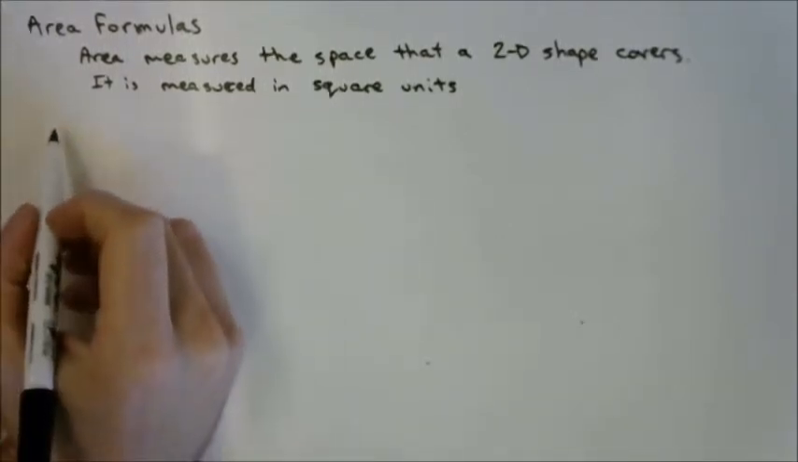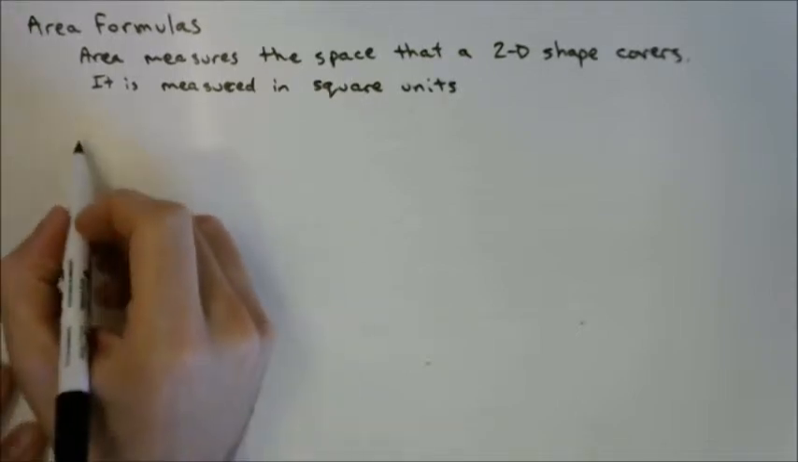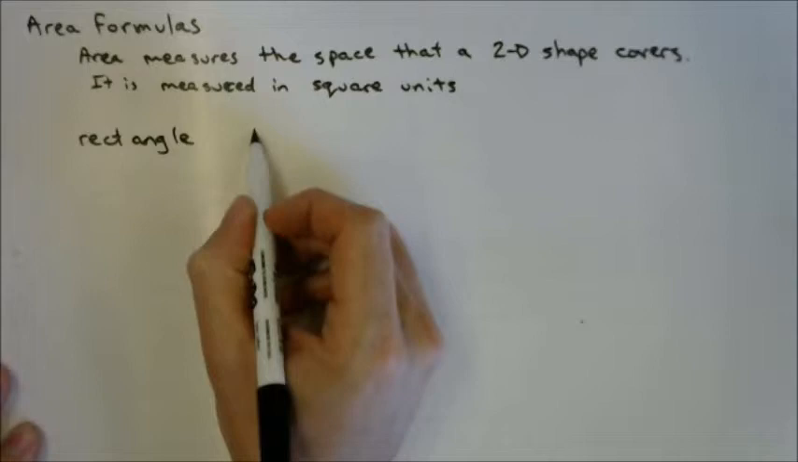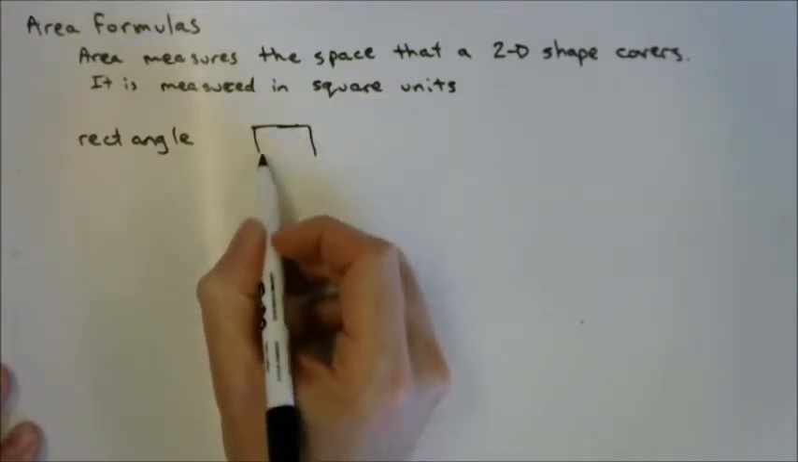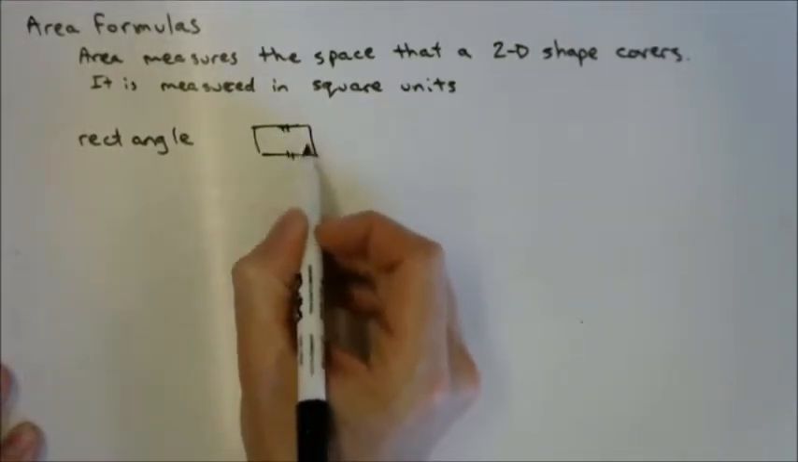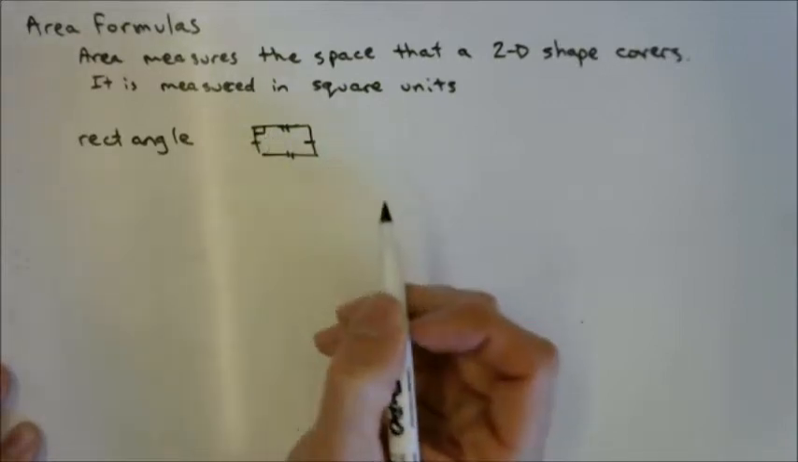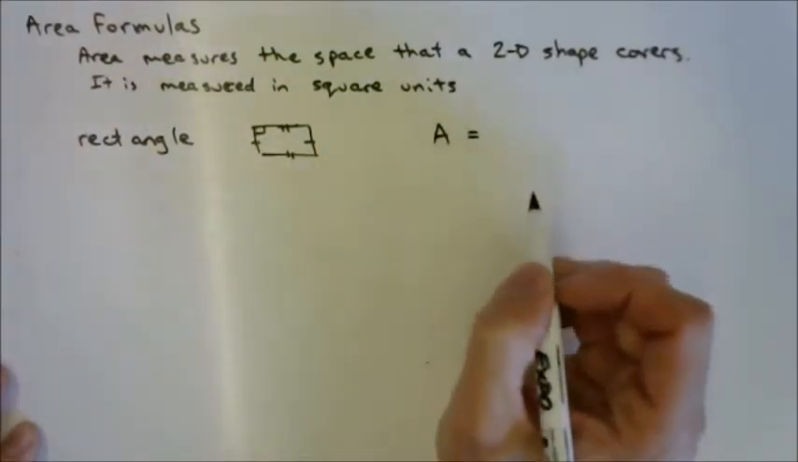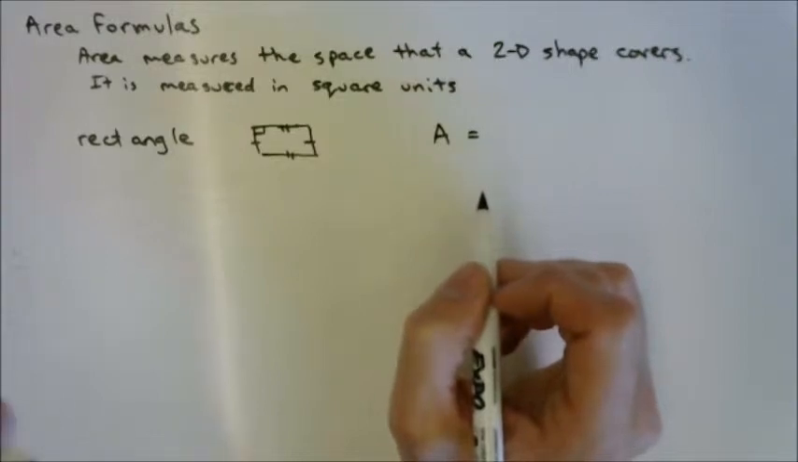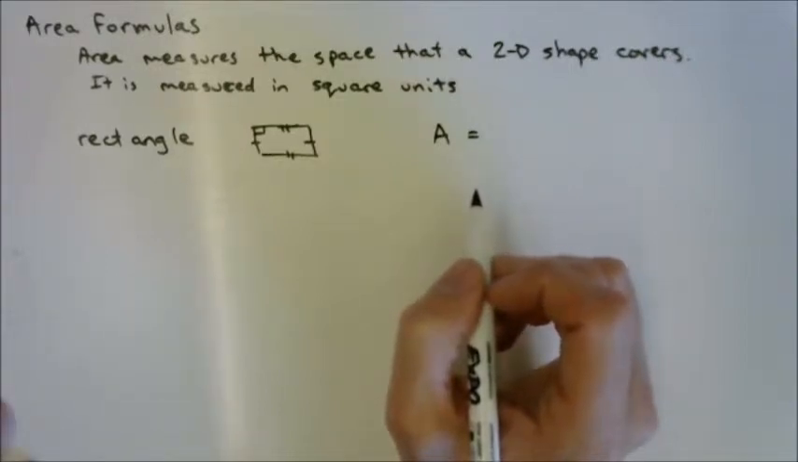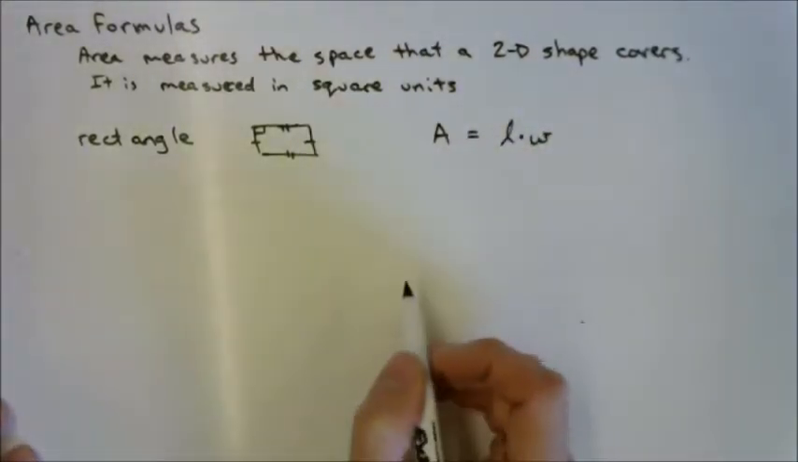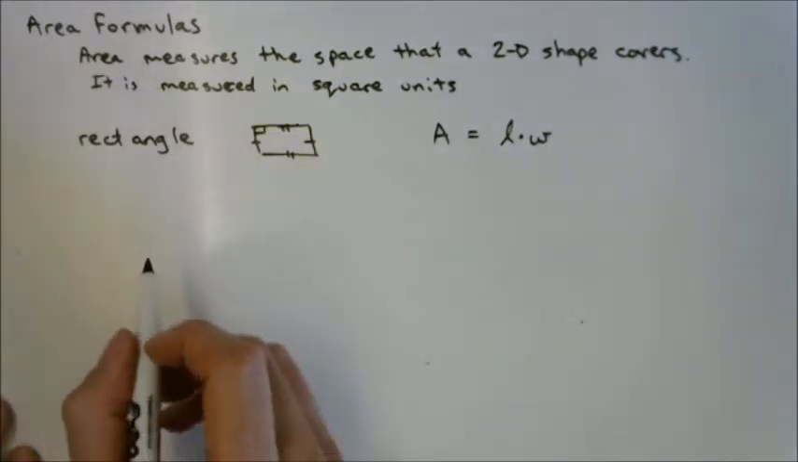Okay, here we go. Quickly, rectangle. Draw a quick little diagram of a rectangle. And what is the area formula for the area of a rectangle? Oh, 2 lengths. That's perimeter. It's just length times width. Yep, we're moving on. So we're doing something new. Area is length times width.